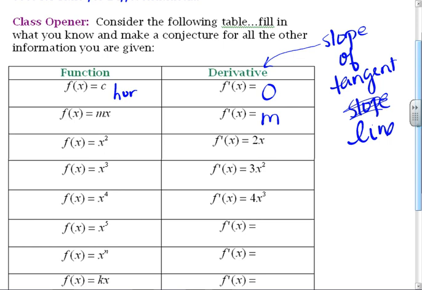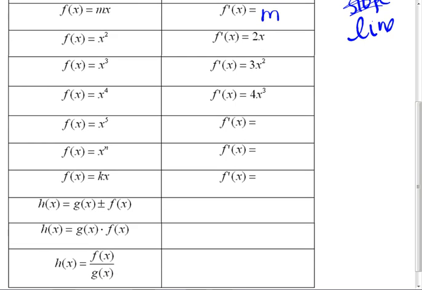Now, if I have f of x equals x squared, the derivative is 2x. I'm looking for patterns. If I have x cubed, the derivative is 3x squared. If I have x to the 4th, it's 4x cubed. What if it's x to the 5th? Yeah. That's the shortcut. You pull this exponent down in front, multiply by whatever's there, and decrease this by 1. Subtract 1. So what's the general rule? That's it.